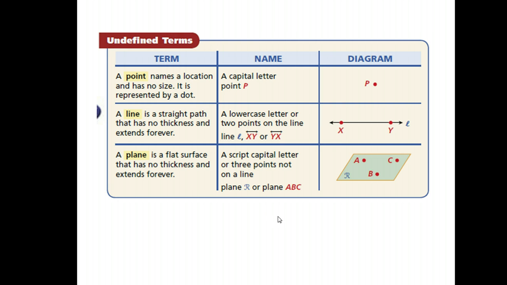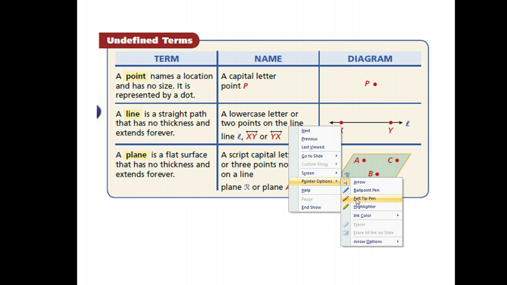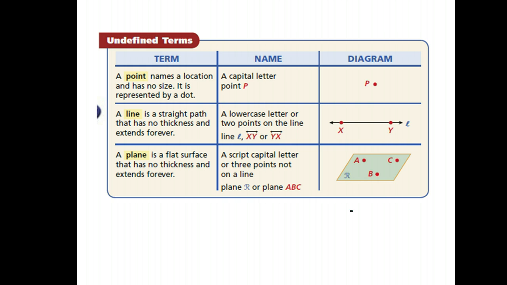Now notice this plane, we could name it using any of the 3 points in any of those orders. So we could name it plane BAC. We could name it plane CAB. We could name it plane ACB. Any combination of those 3 points will work. And if there were more points, any 3 of them would work.